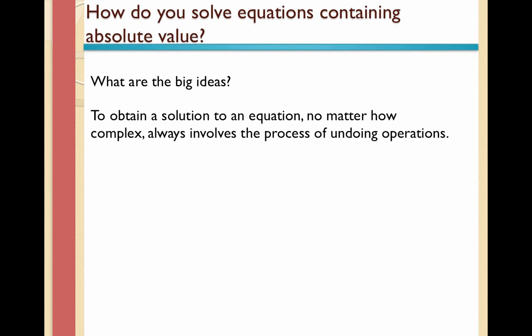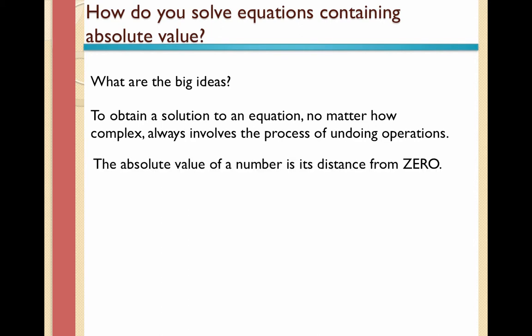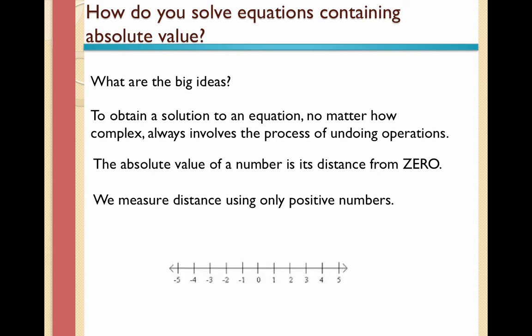For these equations, we'll be learning how to undo the operation of absolute value, which of course makes no sense at all unless you know what absolute value means. Absolute value of a number is its distance from zero, and we measure distances using only positive numbers. Let's take a look at a number line.